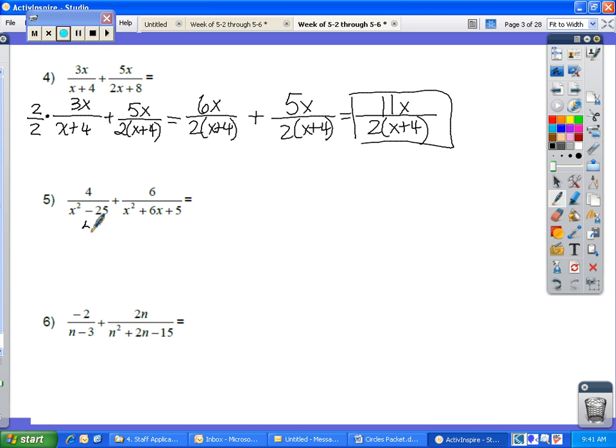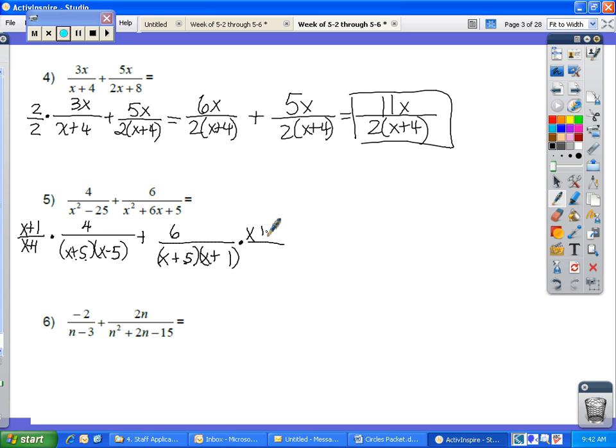Number 5, you want to first factor the bottoms to see if they have any common binomials. So this is a difference of squares, x plus 5 and x minus 5. And then for the other fraction, two numbers that when I multiply I get 5 and add to get 6 are 5 and 1. So notice they both already have an x plus 5, so you don't have to worry about that binomial. However, you do have to multiply this one by x plus 1 over x plus 1. And you do have to multiply this one by x minus 5 over x minus 5.